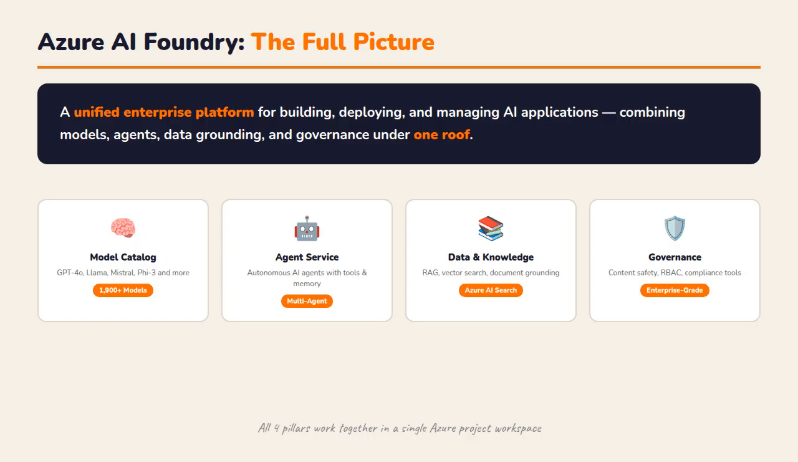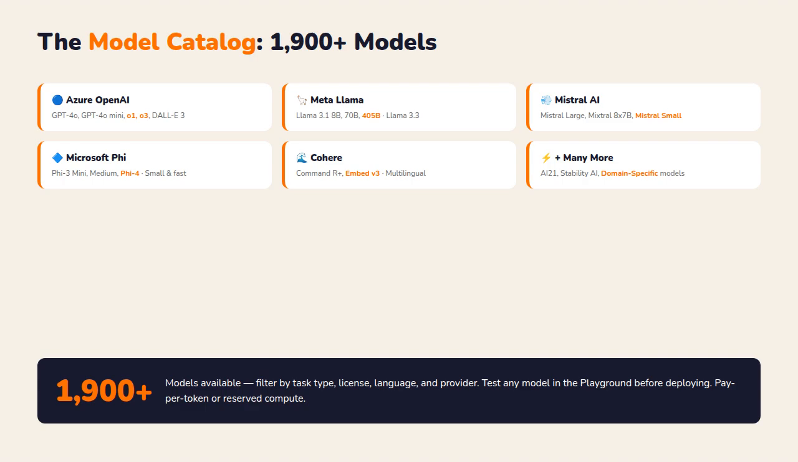First, the model catalog. Over 1,900 models from OpenAI, Meta, Mistral, Microsoft, and more, all available in one place. Second, the agent service. Build autonomous AI agents that can perceive, think, act, and observe using tools like code interpreters, web search, and custom functions.